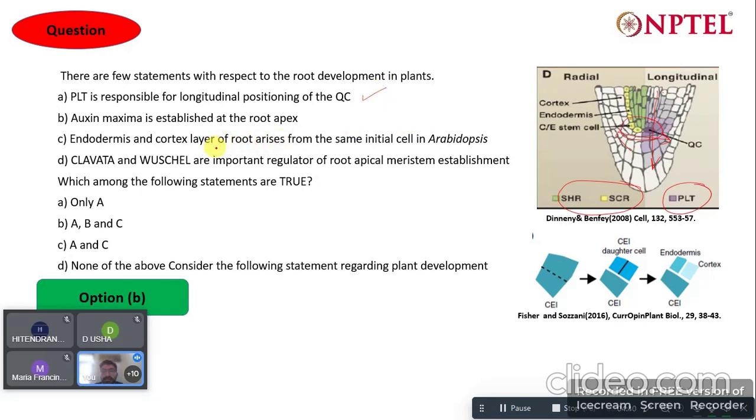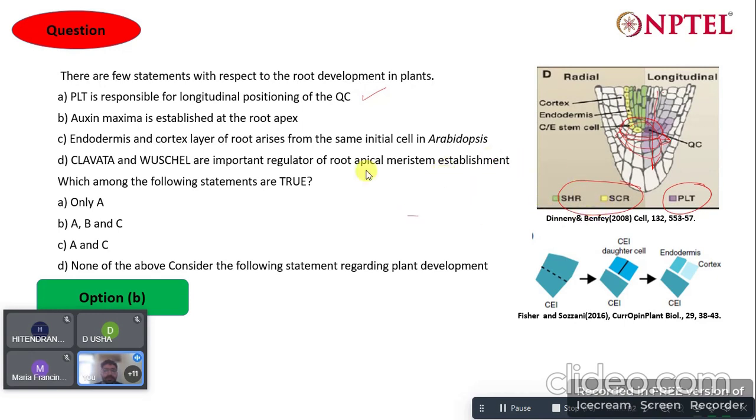And auxin maxima is established at the root apex. This statement is also true, because in the growing plant, auxin is maintained at high concentration in the root apex, because here it forms a polar gradient.